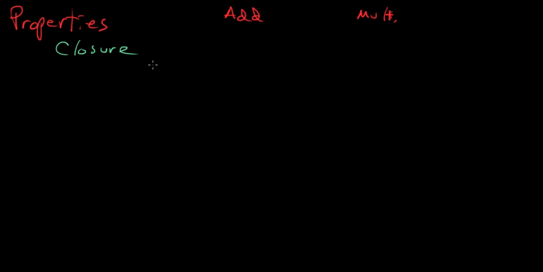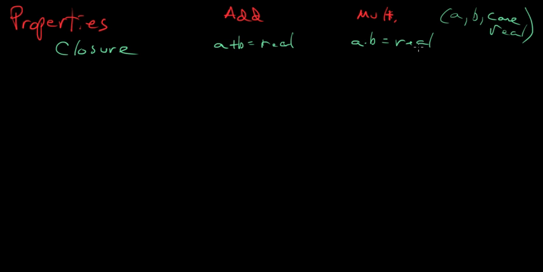So closure property says a plus b equals a real number. And by the way, a, b, and c are real numbers. Now, don't get blown away with this real number business. You're going to find out very soon why we say that these are real numbers, because we're going to talk about imaginary numbers. But for right now, just hang with me. And a times b is a real number. So that's a closure property. What that means is you can't multiply two numbers together, they're both real numbers, and get a number that's not real. That's all that means.